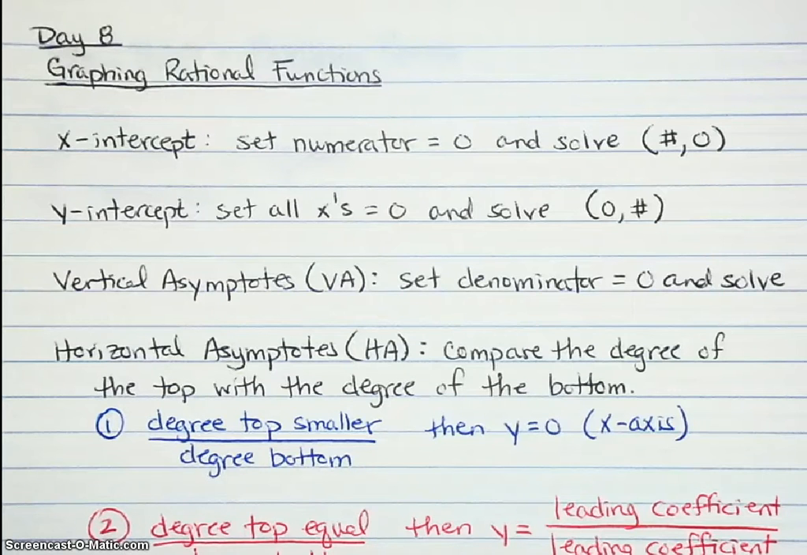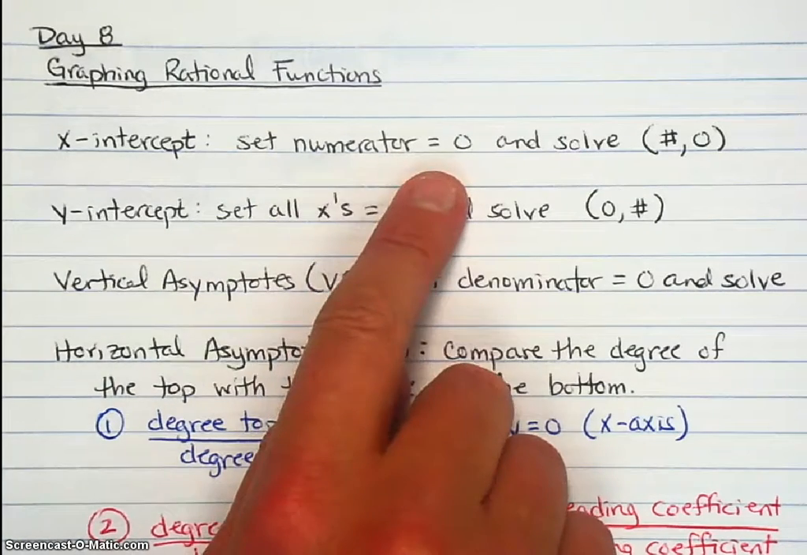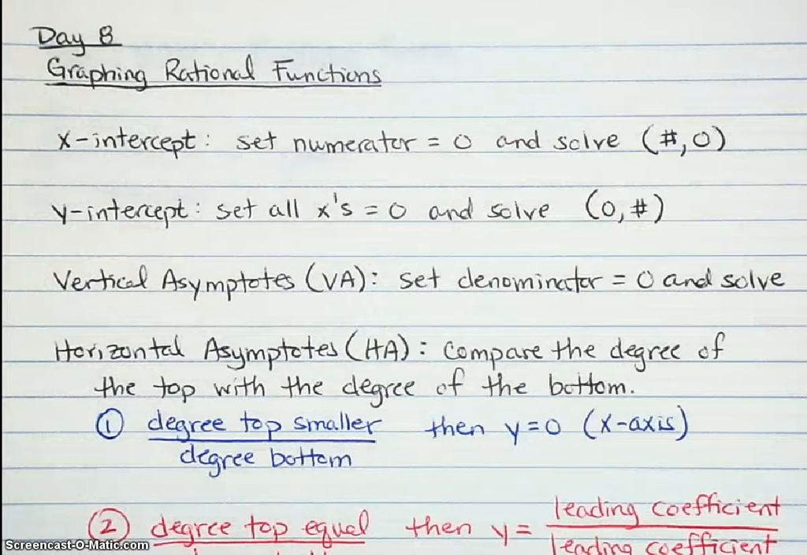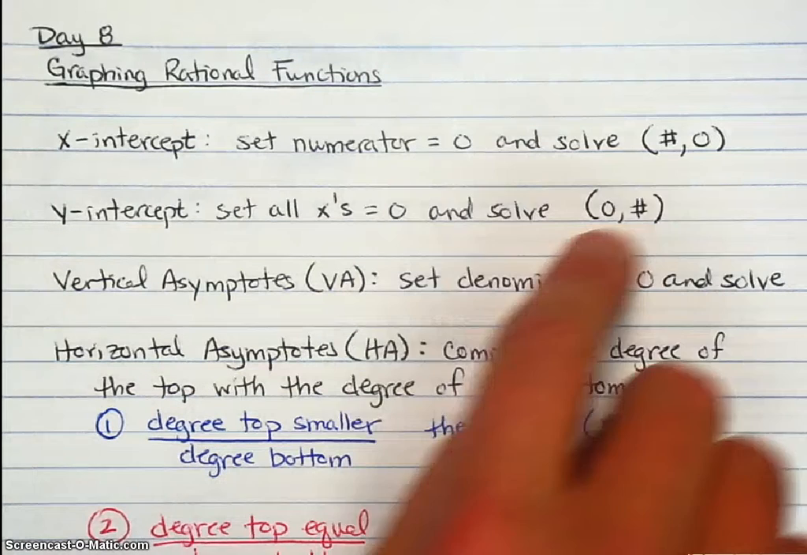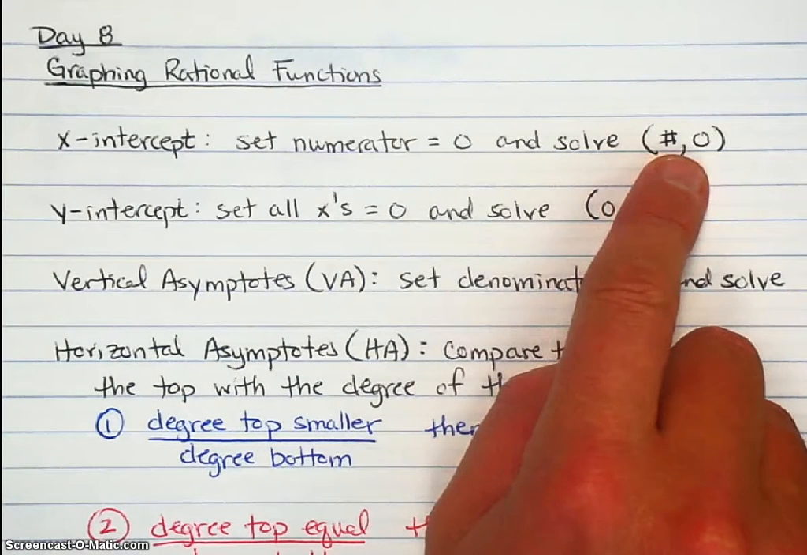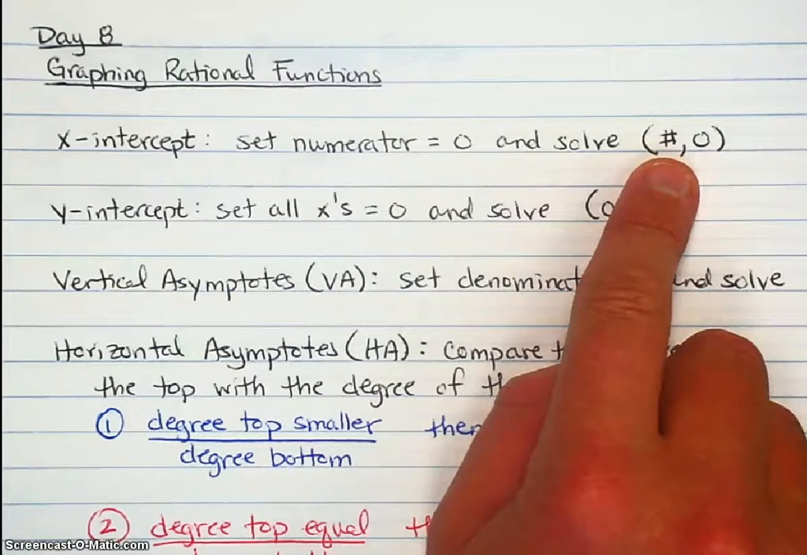But first of all, an x-intercept simply means where the graph crosses the x-axis. And the way we find that is we set the numerator equal to 0. So whatever's in the top, we set it equal to 0, and then we solve it, kind of like we were doing when we did the rational inequality problems. That was one of our steps. So we'll set the numerator equal to 0, we'll solve it, and whatever the answer is, I put that first, and then comma 0, and that would be my ordered pair for the x-intercept.